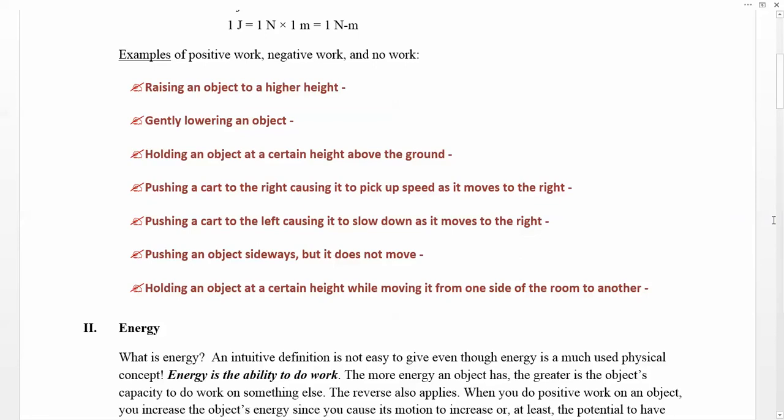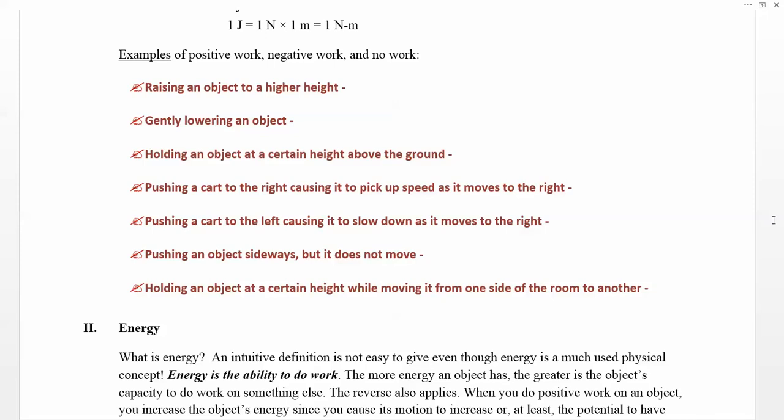Raising an object to a higher height. Well, that's positive work since you're pushing upward on the object while its displacement is also upward. Gently lowering an object. Well, that's negative work since you're still pushing up on it with your hand while you're gently lowering it. The force and displacement are in opposite directions.